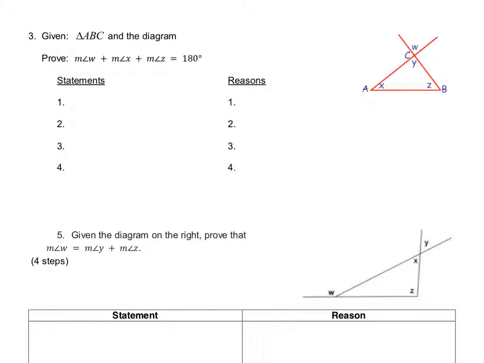Well, we've been given a triangle, and I know that the angles of a triangle add up to 180. I also know these are vertical, and they're equal. So perhaps we're going to do some vertical angles and some substituting into the angles of a triangle. Looks like that's where we're going to go. Set up your given, and then I'll come back.